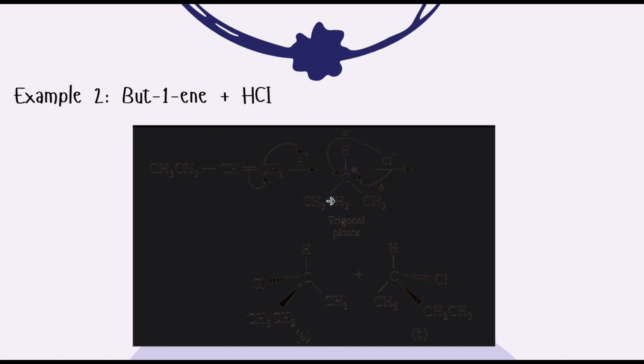And then, yes, the final product is 2-chlorobutane. So here's additional information. The reaction of but-1-ene plus hydrochloric acid: but-1-ene reacts with hydrochloric acid to form 2-chlorobutane as the major product. So its mechanism is, step 1, protonation of the double bond forms a secondary carbocation. And step 2 is the chlorine attacks the carbocation. So the final product is 2-chlorobutane.